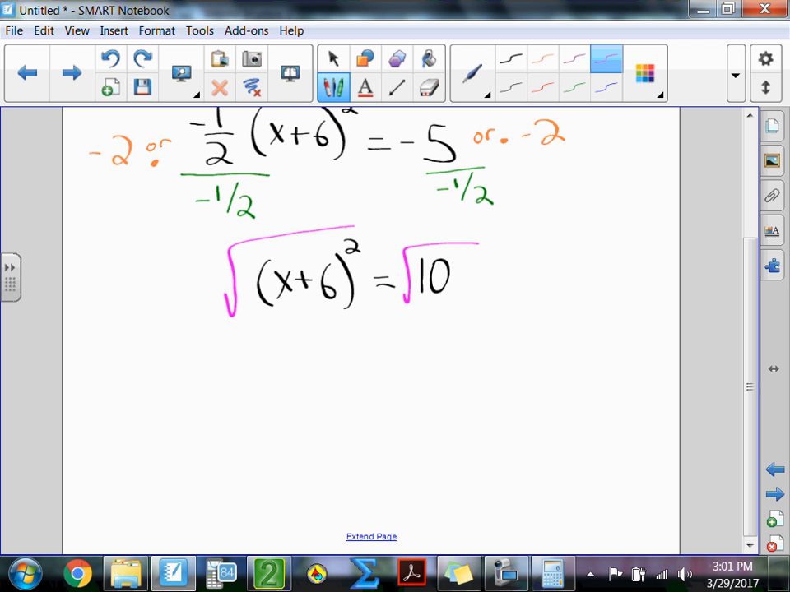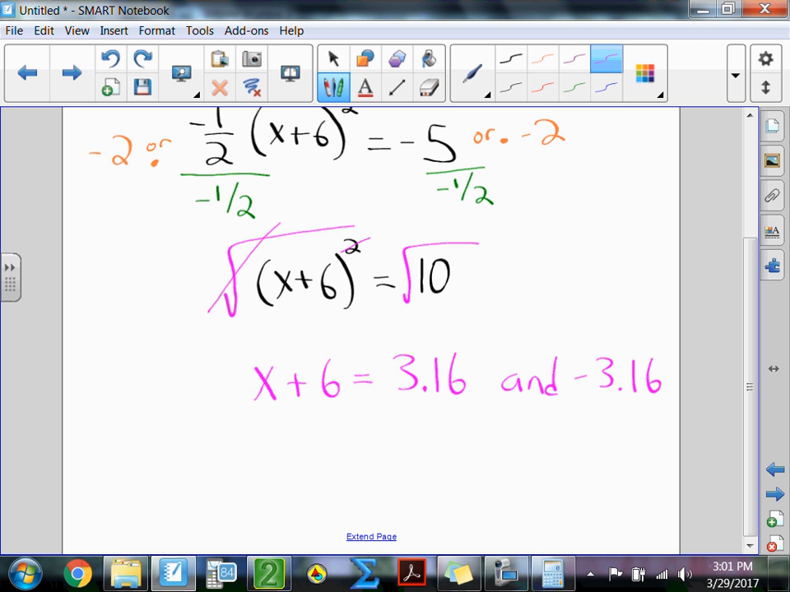On the left side of the equation, you still do not have anything you have to plug into the calculator. The square root and the squared are canceling each other out because they're inverse operations. So all I have left is x plus 6. On the right side of the equation, I have the square root of 10. I do need to use my calculator for that to give me a decimal. The square root of 10 can be rounded to 3.16. And I have to remember to use negative 3.16.